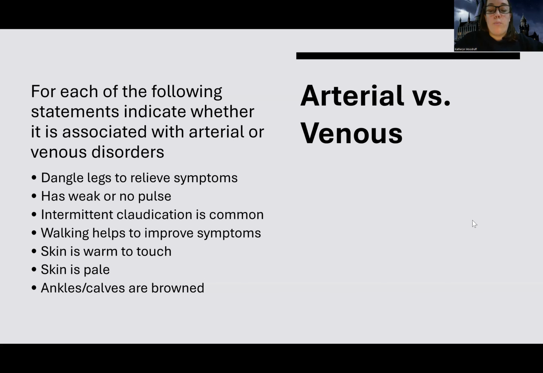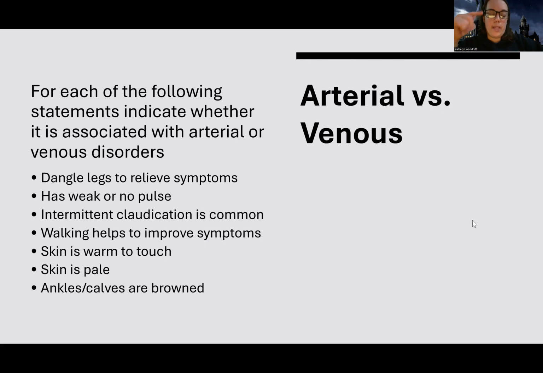Then ankle calves are browned. It's going to be the opposite, where again, if I'm getting good blood flow but there's pooling of blood, what can happen is there can be a browned or even red color to the ankles and calves, just as an accumulation, pooling of all of those blood cells and the fluid in the legs. And then also that's where skin breakdown and ulcers happen.